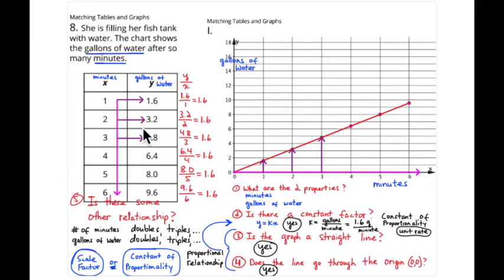On the other hand, you can use the constant of proportionality and work across the rows. So each one of these numbers of minutes gets multiplied by 1 6/10 to get the value for the gallons of water. That also fits the equation y equals kx. So y equals 1 6/10 times whatever the value of x is, or whatever the number of minutes is. So proportional relationship, 1 6/10 gallons of water per minute.